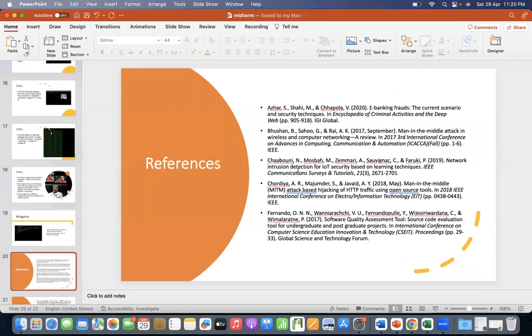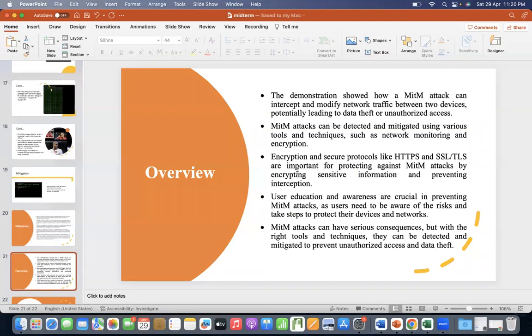And these are the references. In overview, man-in-the-middle attacks can intercept and modify the network traffic between two devices, and these can be detected and mitigated using various techniques. Here we used Kali Linux, and ARP spoofing was the technique we used for the attack. And encryption and secure protocols like HTTPS and SSL/TLS are important for protecting against man-in-the-middle attacks.